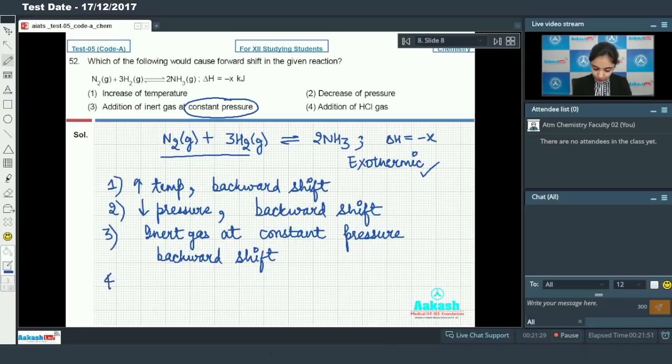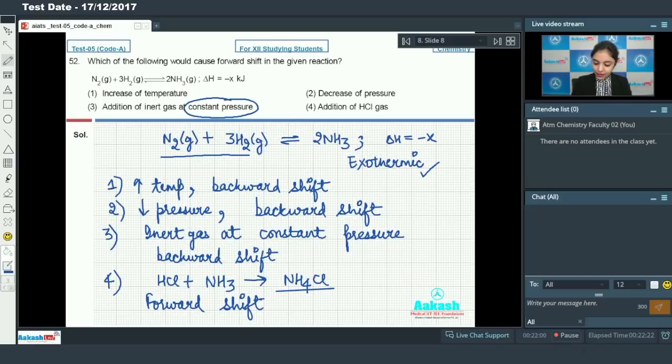And in the fourth option, we are adding the HCl gas. Addition of HCl gas will cause a reaction with NH3 and will form NH4Cl. So we are decreasing the amount of the product. Where the amount of product decreases, the reaction will move in the forward direction. So here a forward shift in the reaction is observed. So here we will have the answer, that is option number 4.